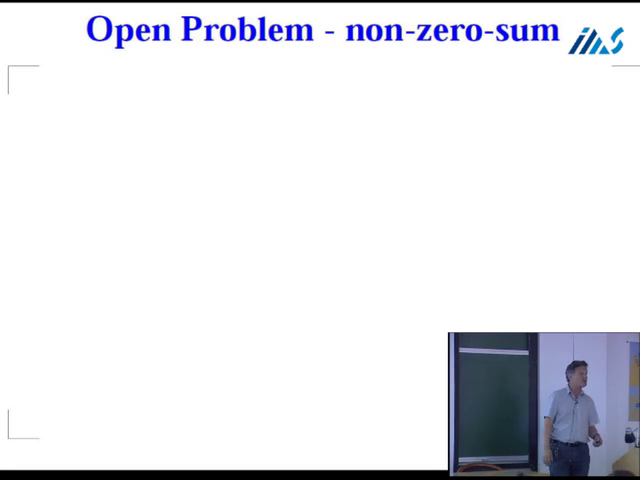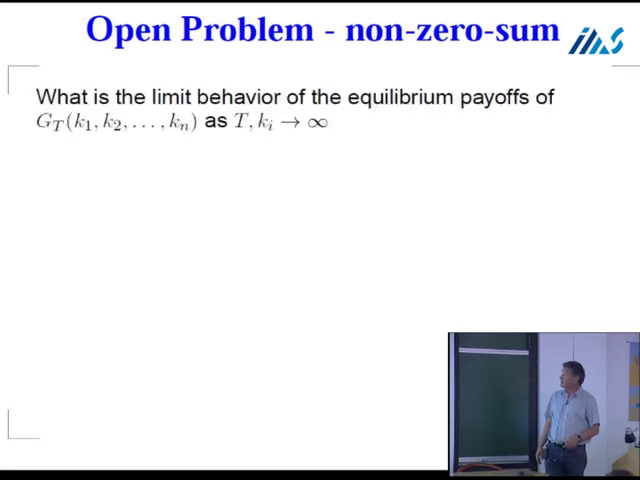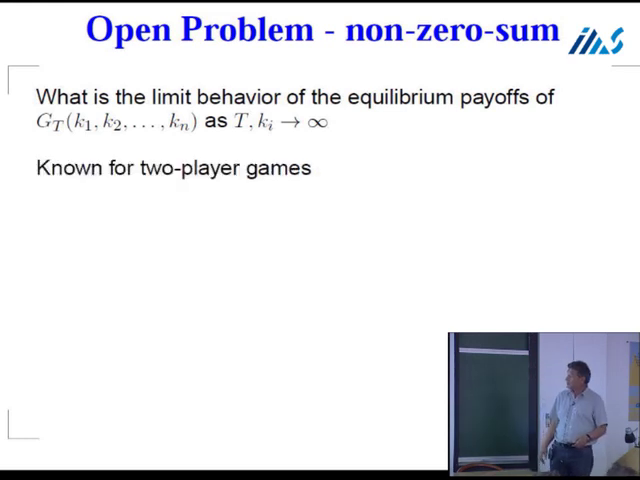Okay, what's the open problem in non-zero-sum games? And here again, the general question, as was said before, is what is the limit behavior of the equilibrium payoff of the T repeated game, which could be infinite or finite, when the sizes of the automata of the players are k1 up to kn, when the duration of the game and the sizes of the automata go to infinity.